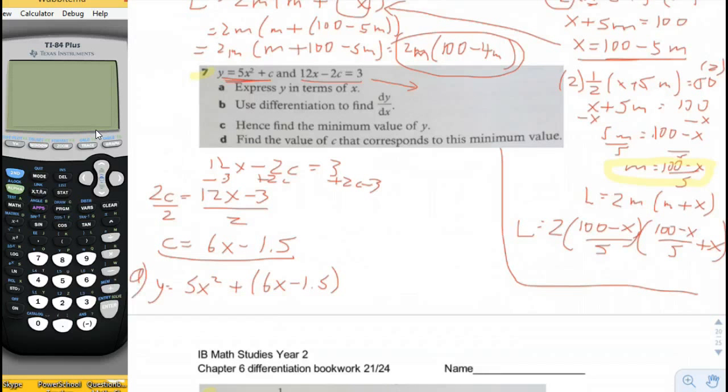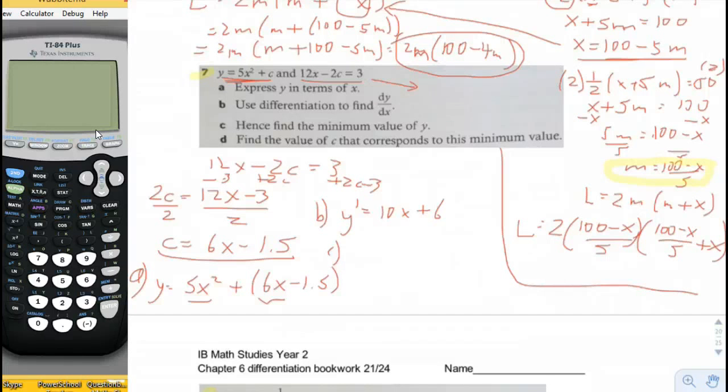Then part B, use differentiation to find dy/dx. So that would be part B. y prime is equal to the derivative of 5x squared, which is 10x. The derivative of 6x is 6. The derivative of negative 1.5 is 0. Okay, so now we've already found dy/dx. Hence, find the minimum value of y.